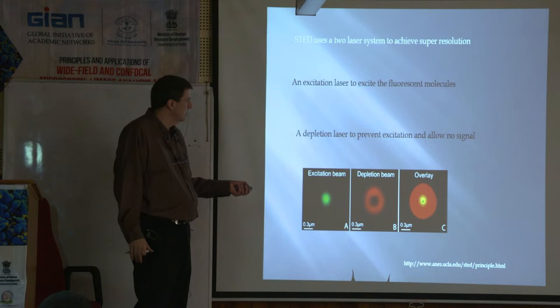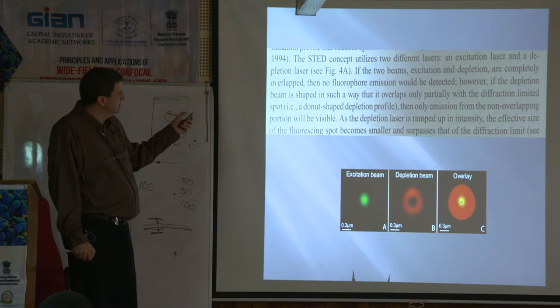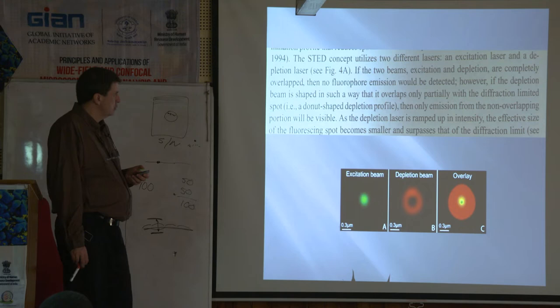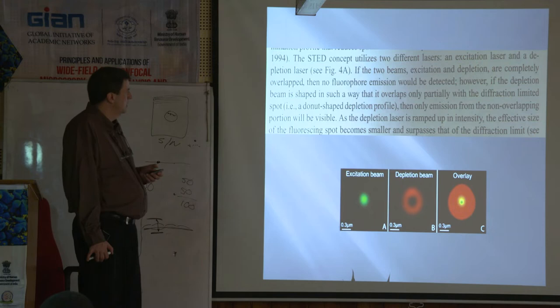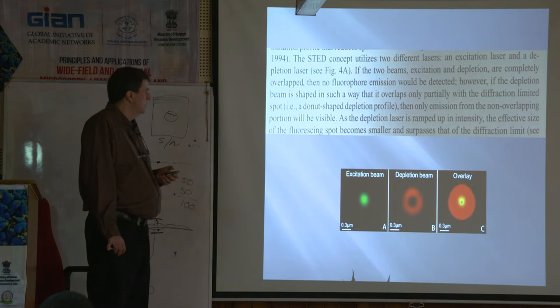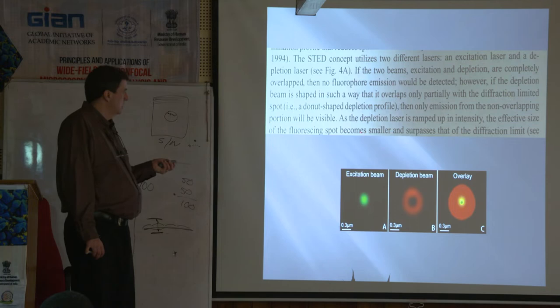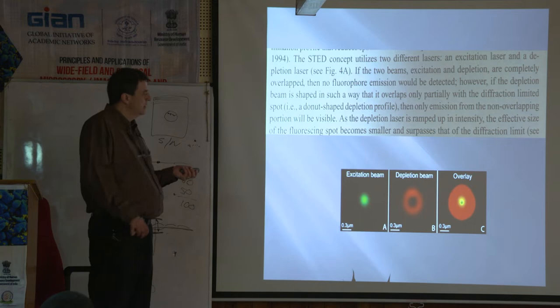Okay, so take a read of this. This is a pretty good explanation of what I was trying to say there. So basically the idea is if you make that donut tighter and tighter, the fluorescing spot becomes smaller and smaller, then you get past that diffraction limit. So another way to do the same thing.